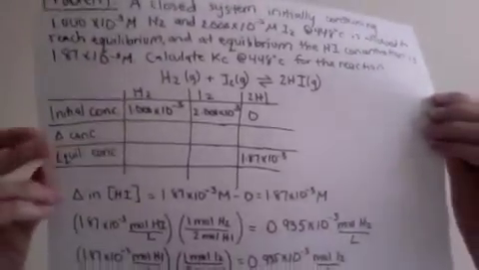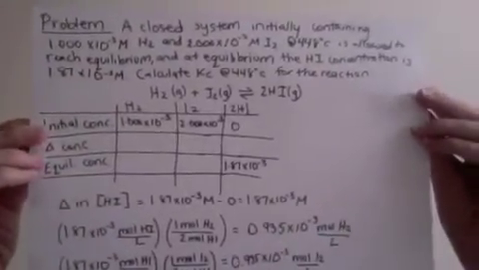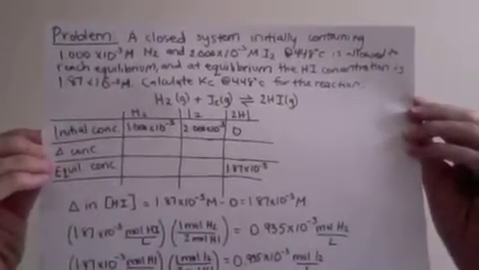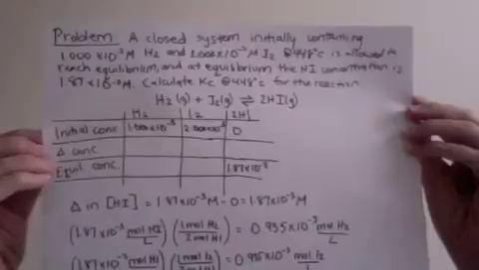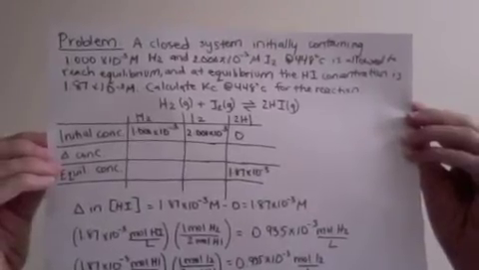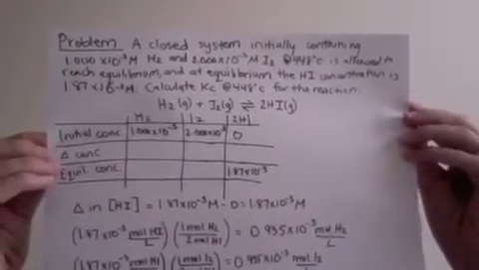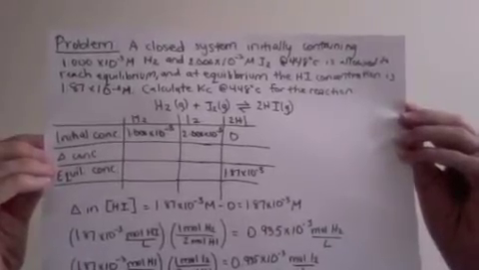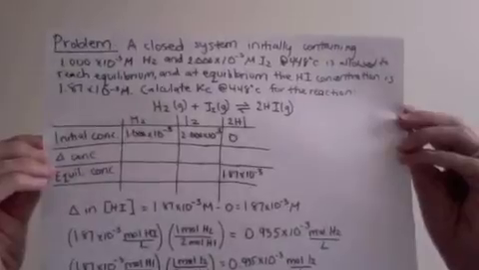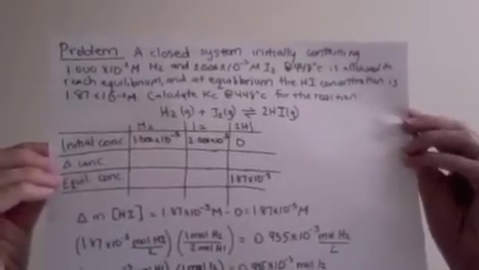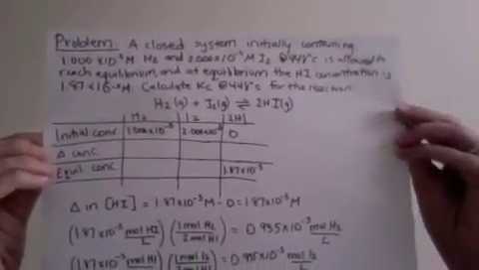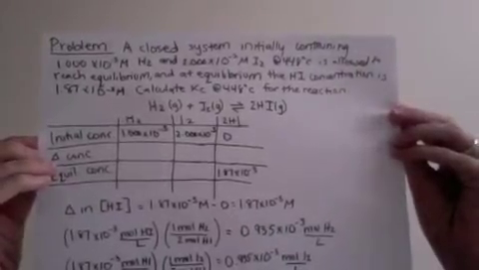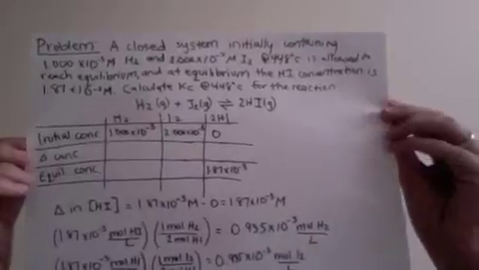It says a closed system initially containing 1 times 10 to the negative 3 molar of H2 and 2 times 10 to the negative 3 molar of I2 at 448 degrees Celsius is allowed to reach equilibrium. And at equilibrium, the HI concentration is 1.87 times 10 to the negative 3 molar. Calculate Kc at 448 degrees for the reaction H2 plus I2 yields 2HI.